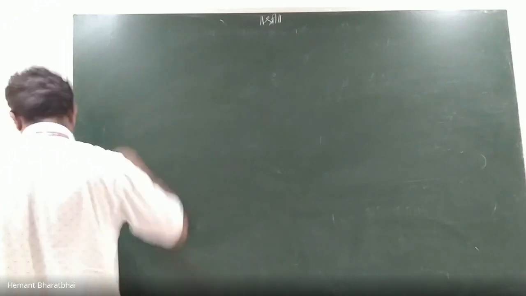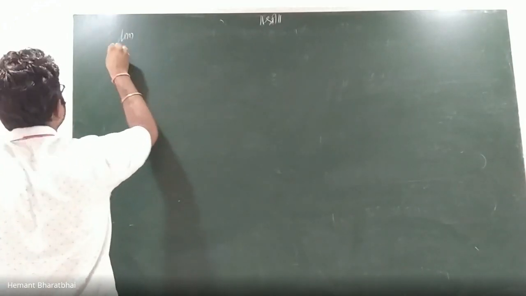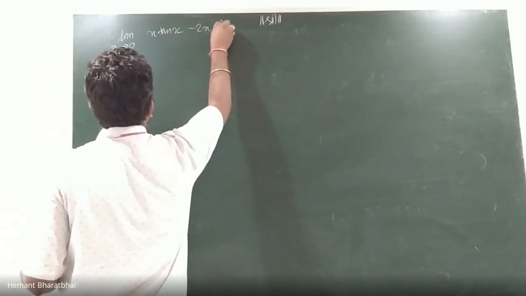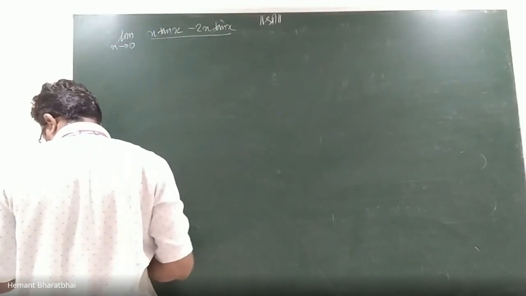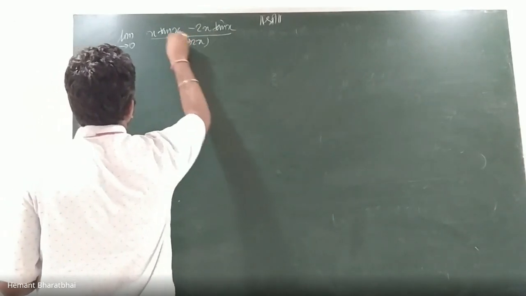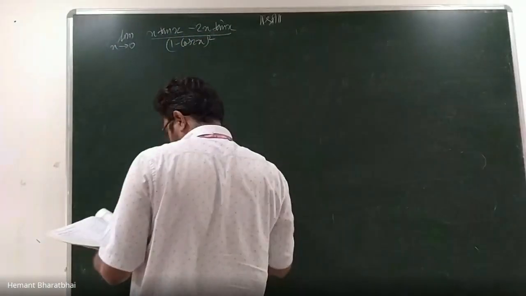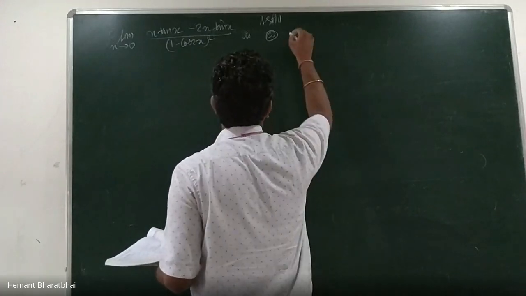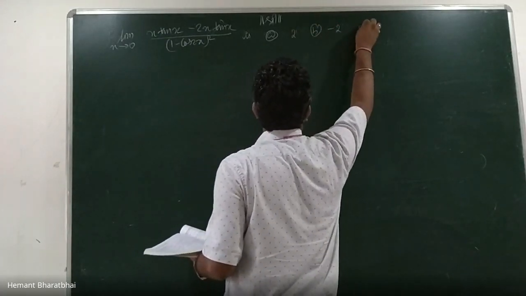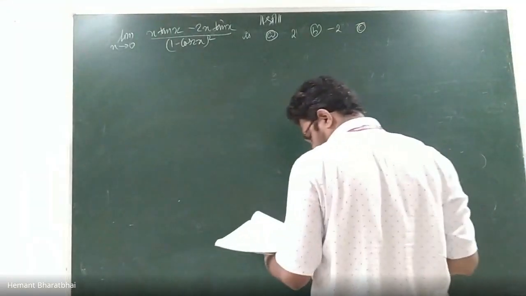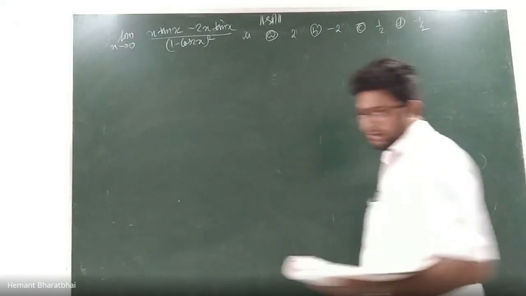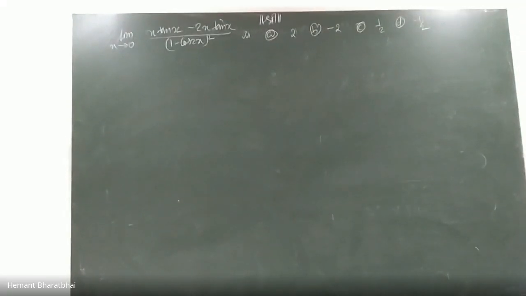Next question. Limit of x tends to 0, x tan x minus 2x tan x upon 1 minus cos 2x, the whole square, is: option A, 2; option B, minus 2; option C, 1 by 2; option D, minus 1 by 2. Okay, so let's do it.